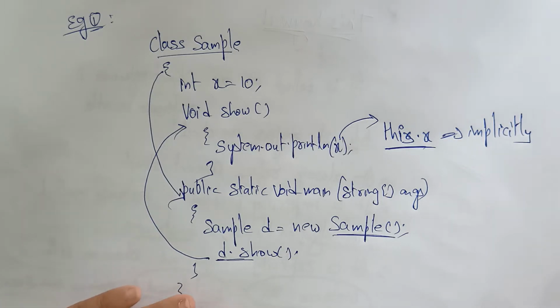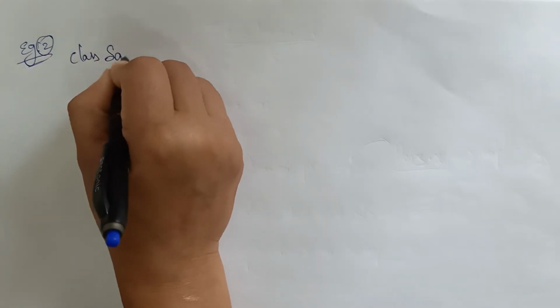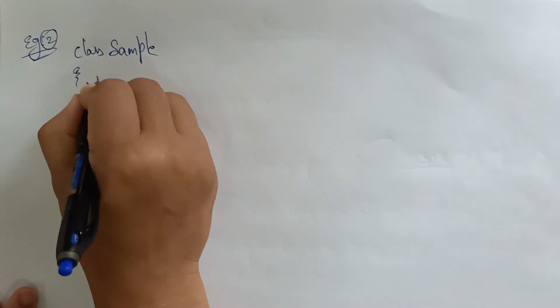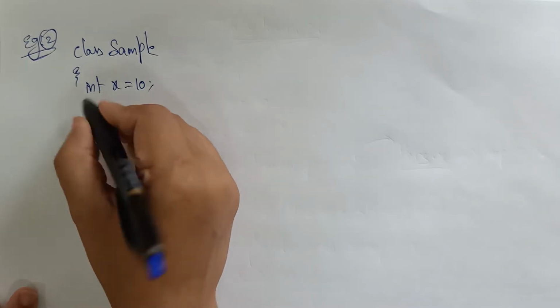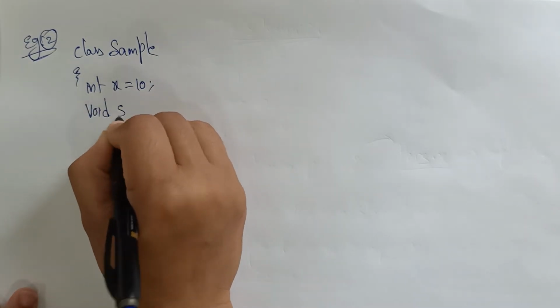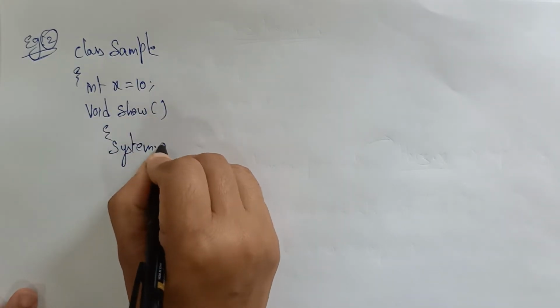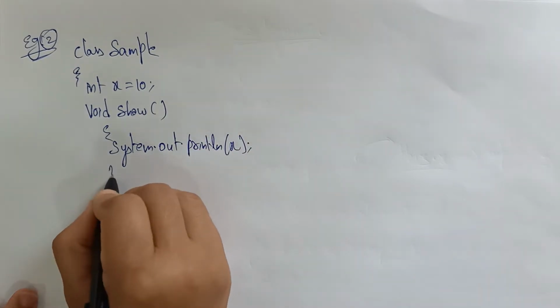It is implicitly present. Let me take one more example, and we will see different examples. Example 2. Here I am taking class Sample with int x = 10. Now writing void show with System.out.println. Up to here everything is clear, that this.x is implicitly present.